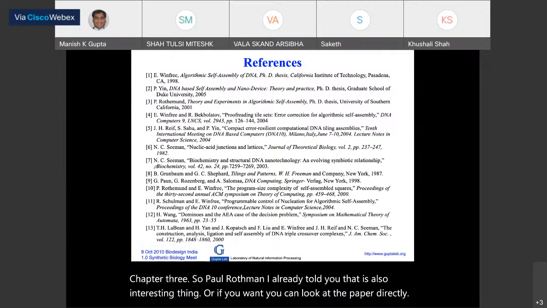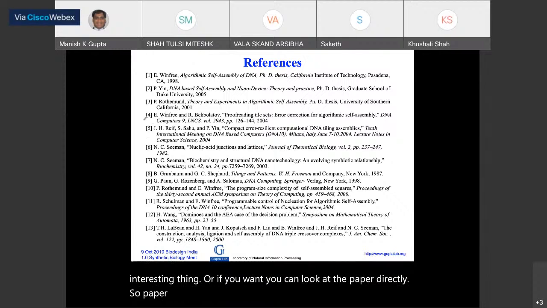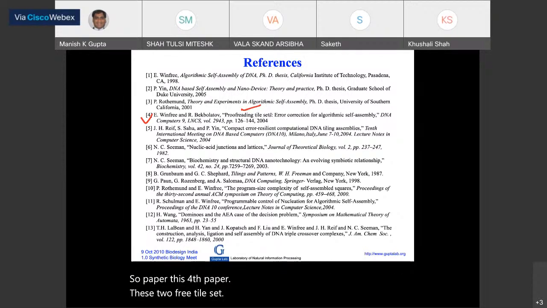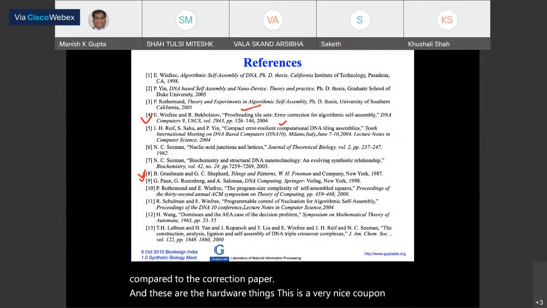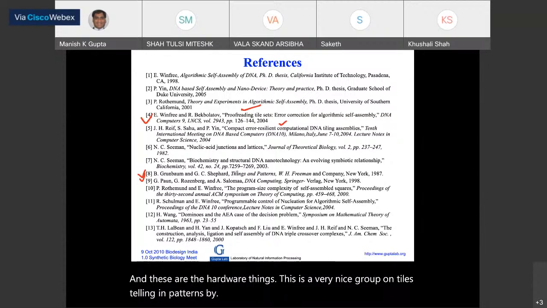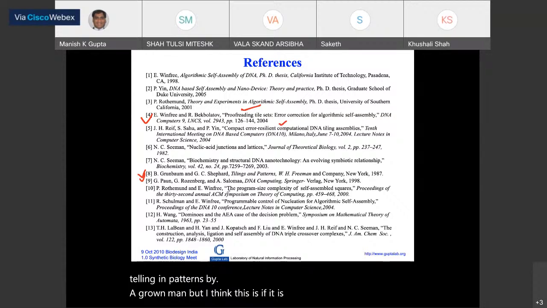So the paper on proofreading tile sets, by Erik Winfree, which is for building things. This is the compact error correction paper. Okay? And these are the hardware things. This is a very nice book on tiles, tilings and patterns by Grünbaum. If it is available, that's really nice.